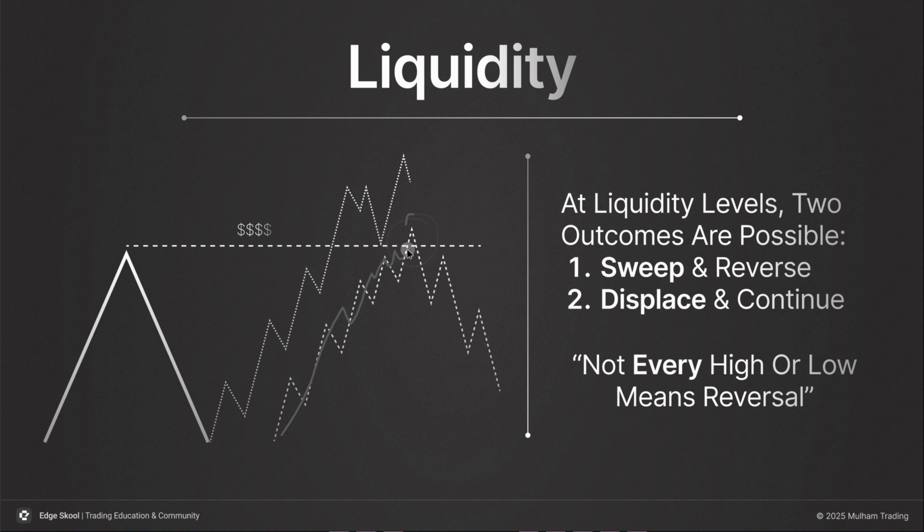We're going to take the high and then immediately reverse after sweeping, after failing to actually go above, displacing above. Another scenario is displacing above here and then continuing in the same direction. Think about it as a liquidity sweep or a breakout structure. That is the difference. So two outcomes are possible and not only one. It's not always a reversal.